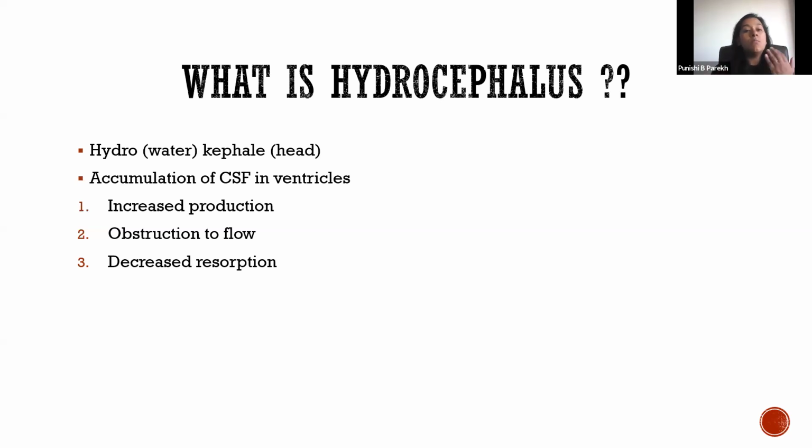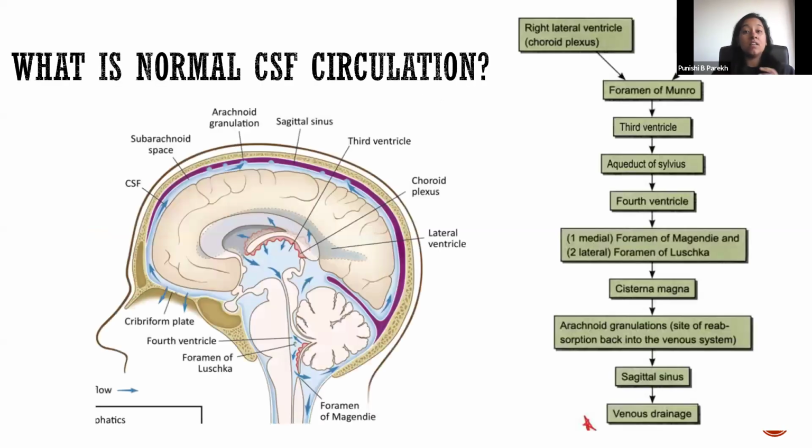So before we look more into detail about hydrocephalus, let's quickly revise the normal circulation of CSF in the brain. The cerebrospinal fluid is produced in the lateral ventricles by the choroid plexus. So that's the site of production. Once it is produced, if we look at this sagittal section of the brain, the gray colored structures in the background that I'm pointing at are the lateral ventricles, and that is where the production of CSF happens.